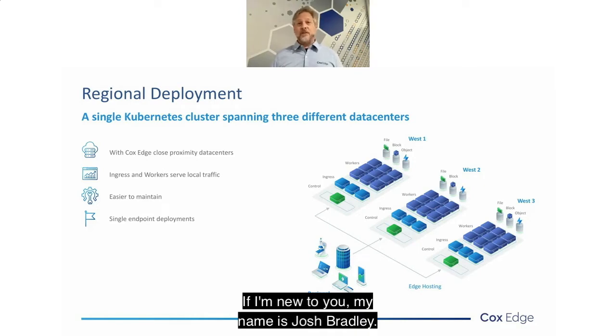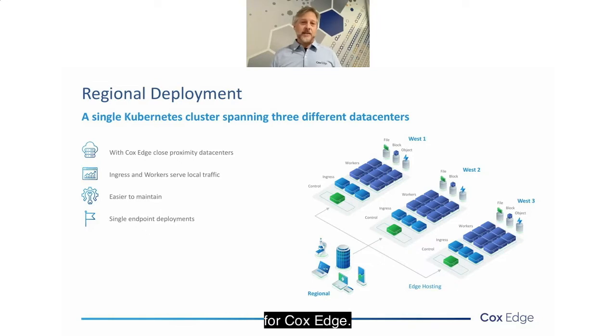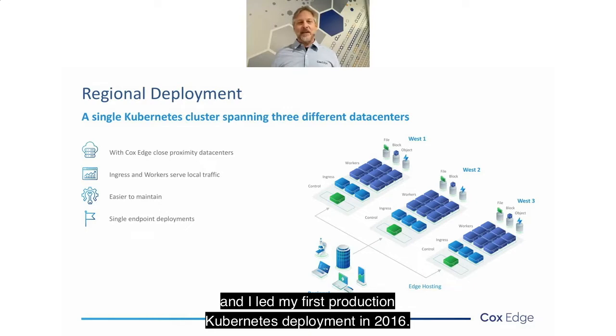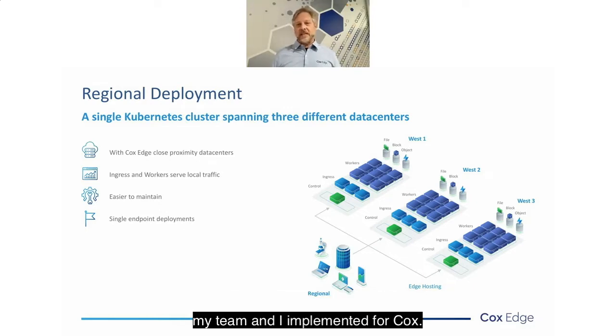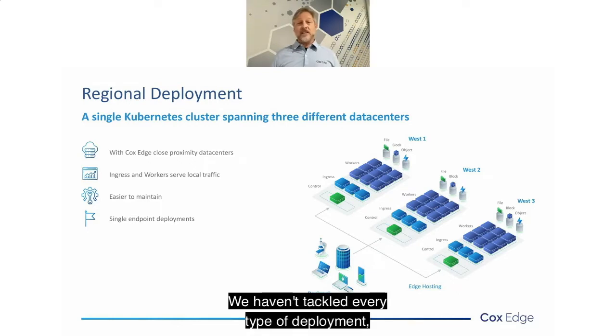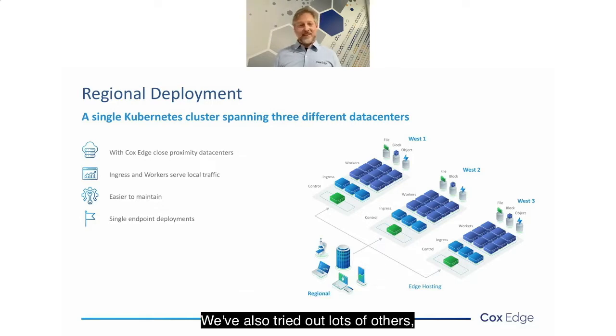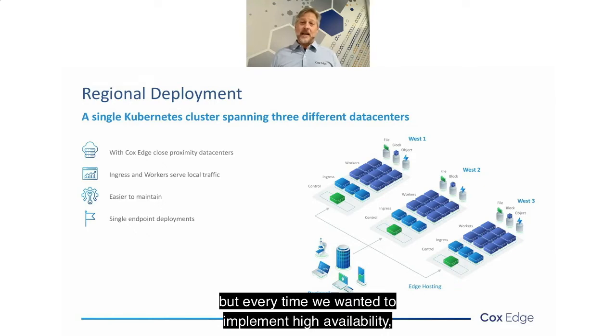If I'm new to you, my name is Josh Bradley. I'm the Director of Technology and Security Operations for Cox Edge. I've been at Cox for 24 years, and I led my first production Kubernetes deployment in 2016. That deployment was the first of hundreds of deployments my team and I implemented for Cox. We haven't tackled every type of deployment, but so far we've run vanilla Kubernetes, Platform 9, OpenShift, Rancher, Docker Enterprise, and Google Anthos. We've also tried out lots of others, but every time we wanted to implement high availability, we always ran up against the split brain pain.